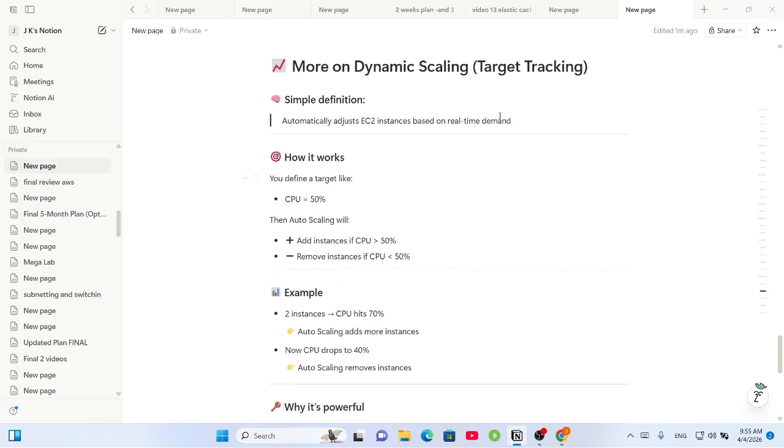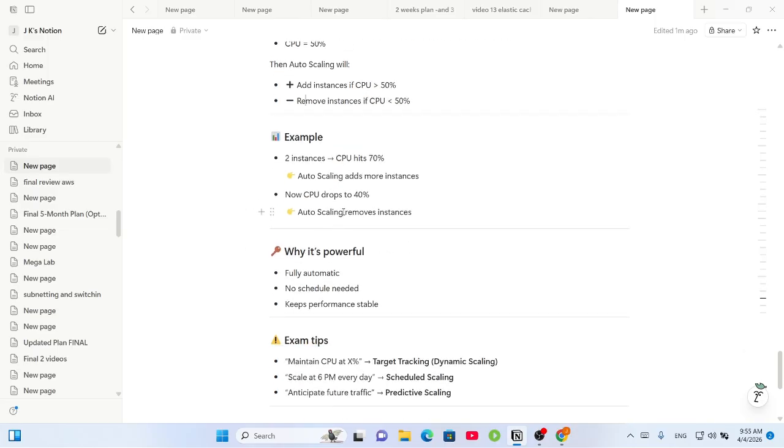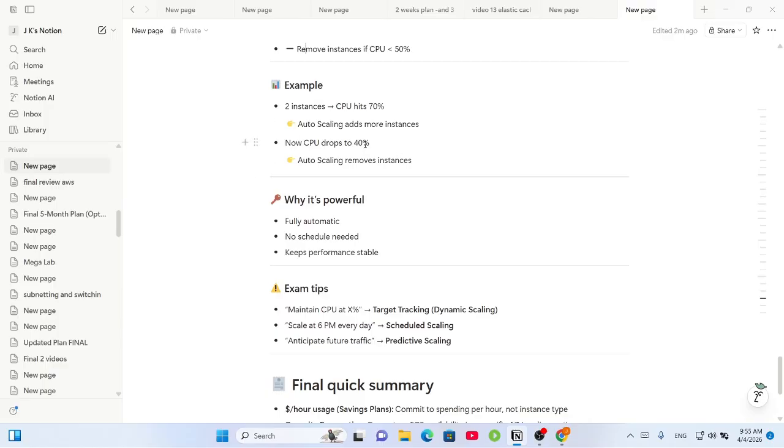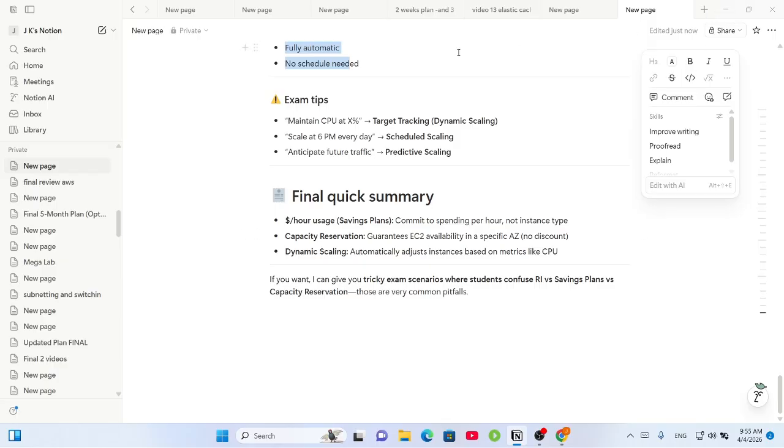So dynamic scaling, we said that target tracking automatically adjusts EC2 instances based on real-time demand. Like you can define a target like CPU equals 50%. Then auto scaling will add instances if CPU is greater than 50%, and remove instances if CPU is less than 50%. So that's the idea. Then if CPU drops back to 40%, for example, auto scaling removes the instance. If it is greater than 50%, it adds more instances. That's the idea. It's fully automatic, no scheduling needed, nothing. So I hope this is clear.